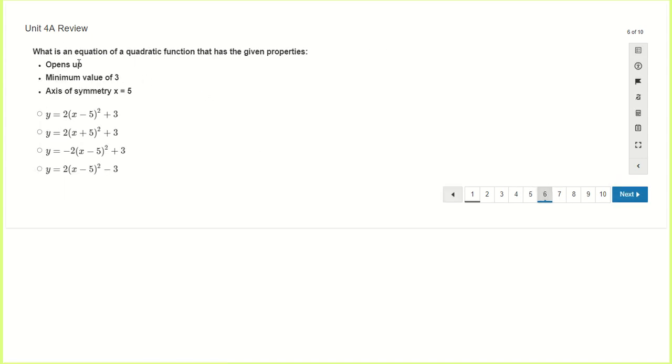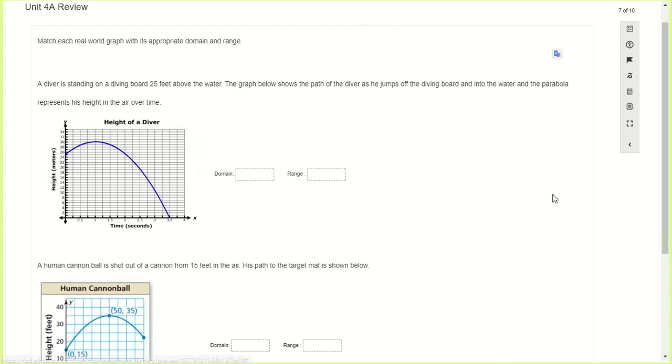This one is saying that it opens up, it has a minimum, it has an axis of symmetry. So minimum and axis of symmetry is given to you once again to create that vertex. So that gives you a hint on what type of function or equation you're looking at. If it opens up, it also gives you a huge hint on what type of a value you need to have. So go back to your notes if you need to.